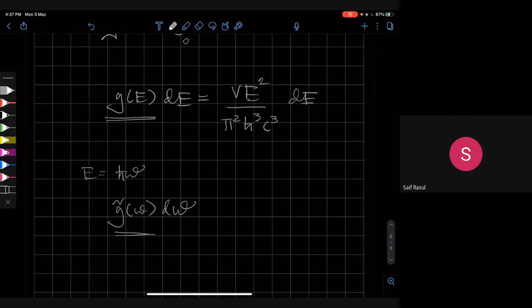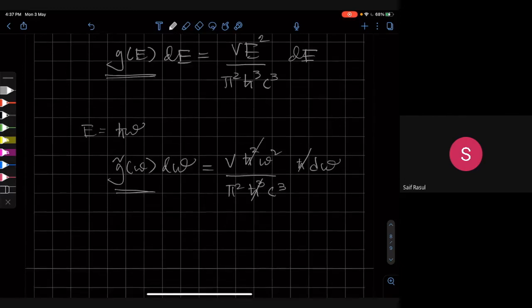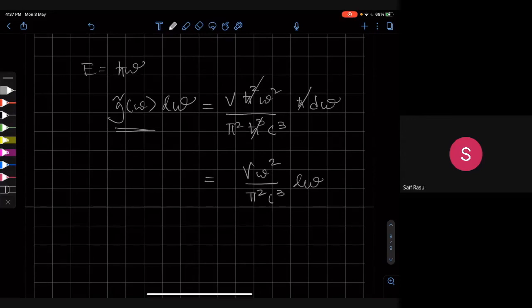And this is going to be, here we have v, and then we have h bar squared omega squared, that's e squared, divided by pi squared h bar cubed c cubed. D of E is going to be given by h bar d of omega. And so we get that these guys will cancel out, and we will have v omega squared by pi squared c cubed d of omega. So this is our g tilde of omega, okay?